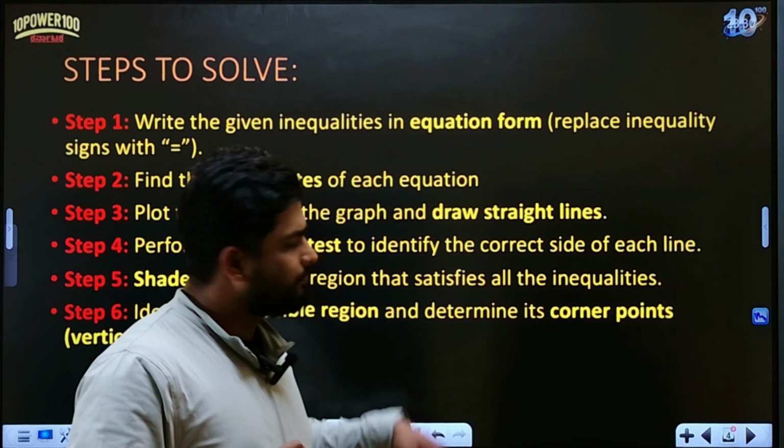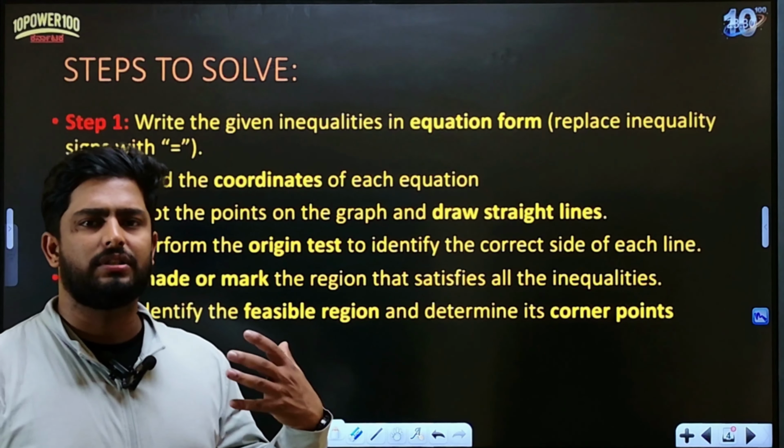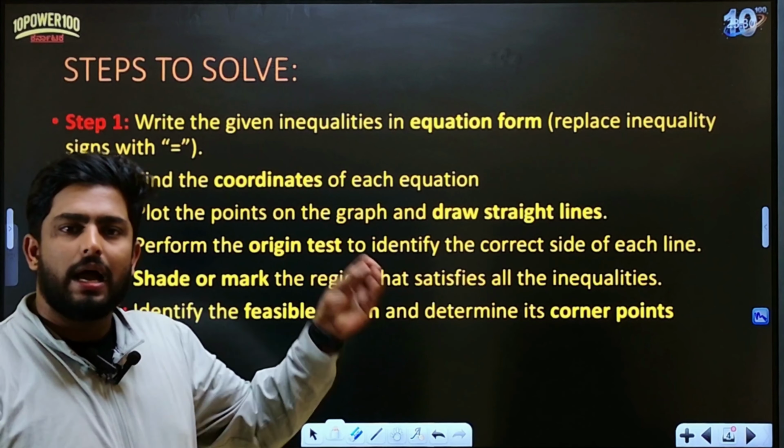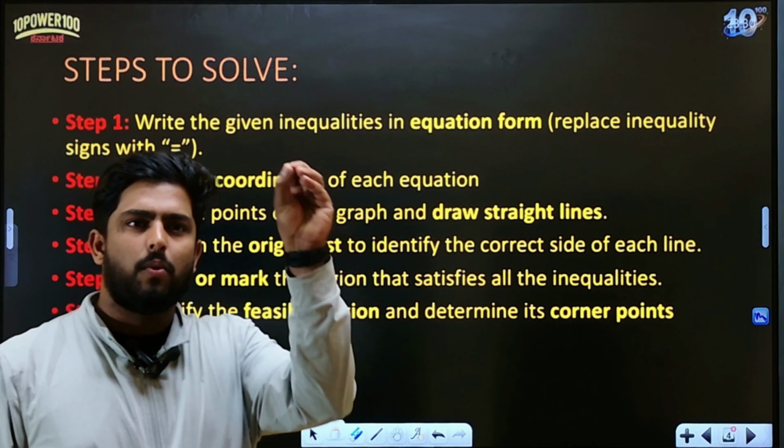Before solving the sums, I would say just go through this and make a point in your notebook. Once you make the points, let's follow each step one by one, so that you will also get to know and you will not forget this.